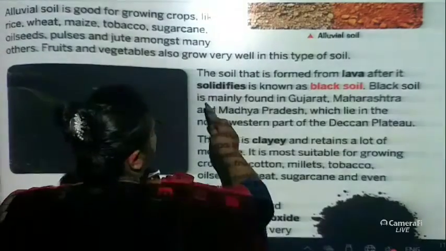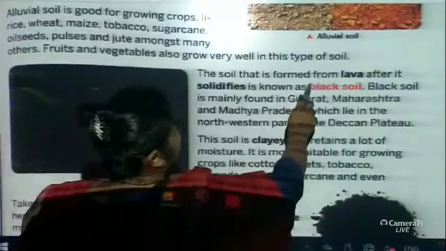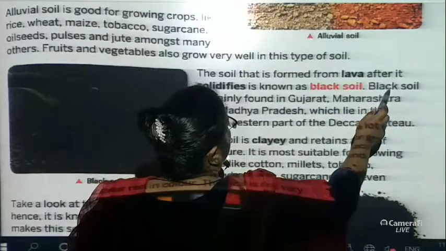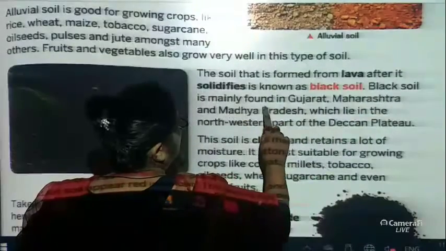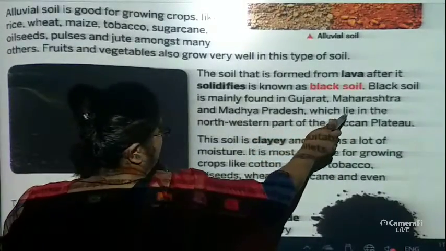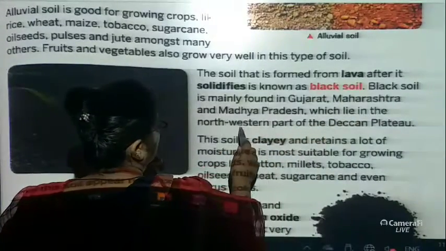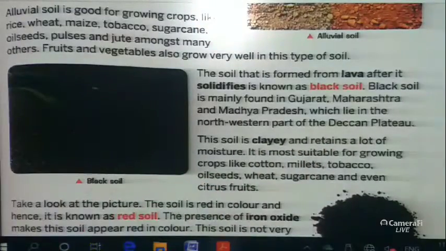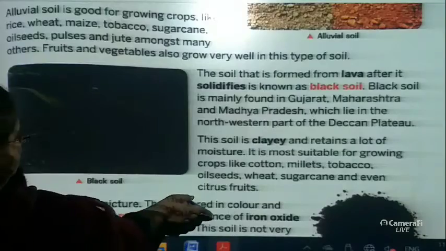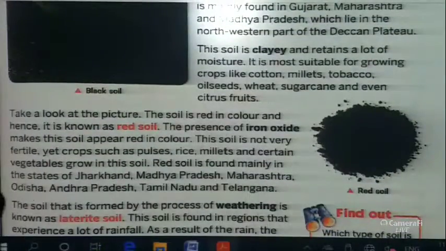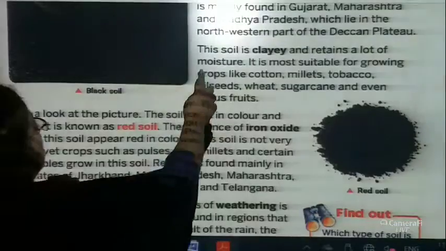Okay. So you can underline from here, the soil that is formed from lava after it solidifies is known as black soil. Black soil is mainly found in Gujarat, Maharashtra and Madhya Pradesh, which lie in the northwestern part of the Deccan Plateau. So it is found near the Deccan Plateau. Now let us read about this soil. What is this soil all about?